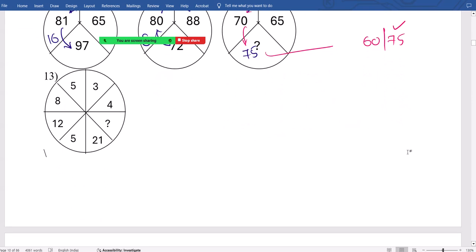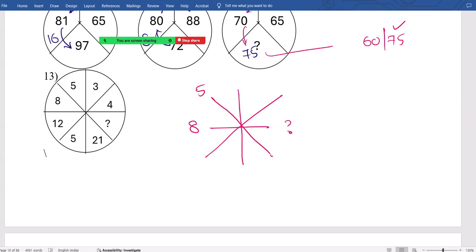And this 13th question, actually the question is given in this way. They gave 8 with a question mark. This is how the question is given. I just changed it for diagram convenience. This is how they ask the question: 5 is given as 21, 4 is given as 12, 3 is given as 5, 8 is what? This is how the question is given.